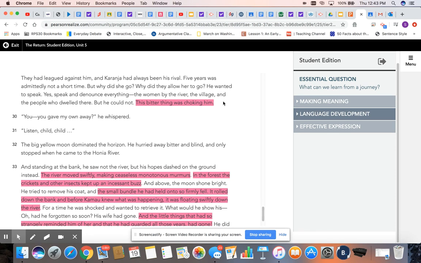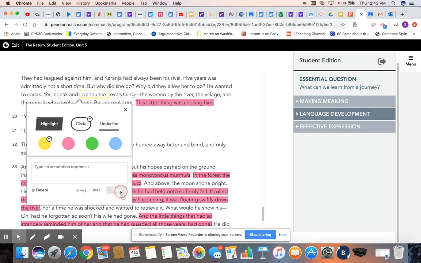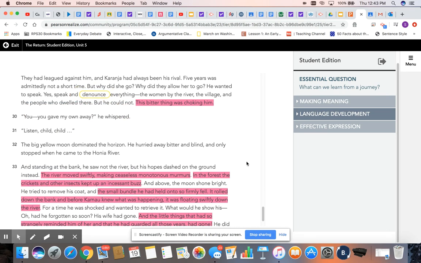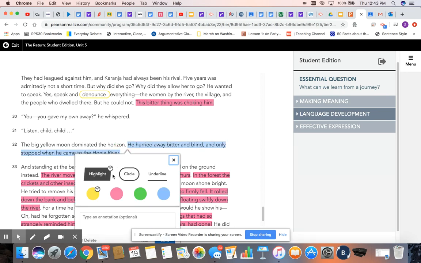He wanted to speak. Yes, speak and denounce everything. The women by the river, the village, and the people who dwelled there. But he could not. This bitter thing was choking him. "You gave my own away," he whispered. "Listen, child." The big yellow moon dominated the horizon. He hurried away, bitter and blind, and only stopped when he came to the Honya River.